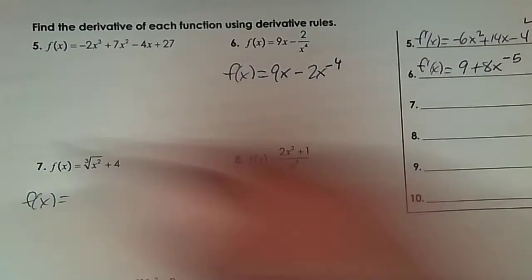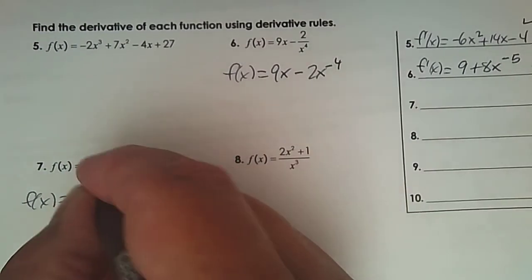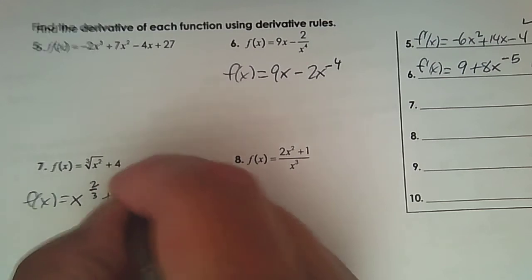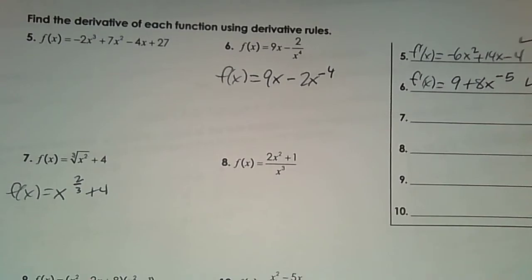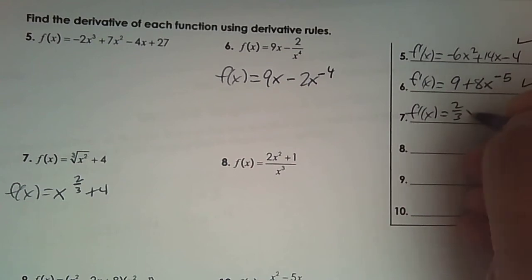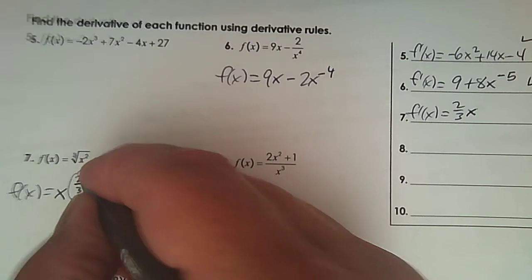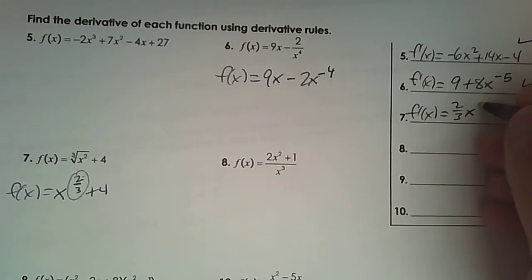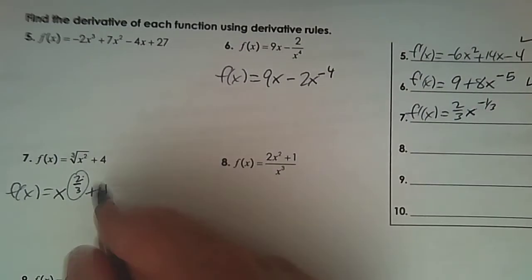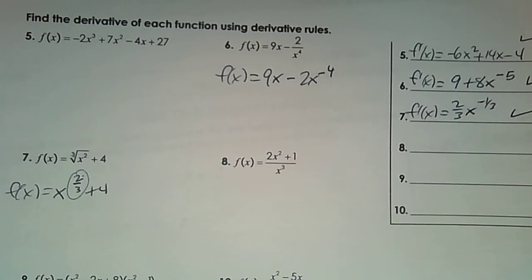So no radical. So how do I write that as an exponent? So 2 is the numerator, 3 is the denominator. And then what is the derivative of that? So the derivative would be 2/3 times 1 in front, so that's 2/3, subtract 1. Remember how we did this? 2 take away 3. That's negative 1/3, and the derivative of 4 is 0. So that's it, 2/3 x to the negative 1/3.